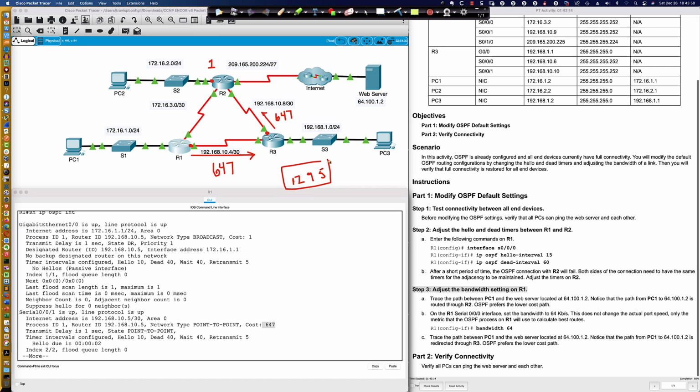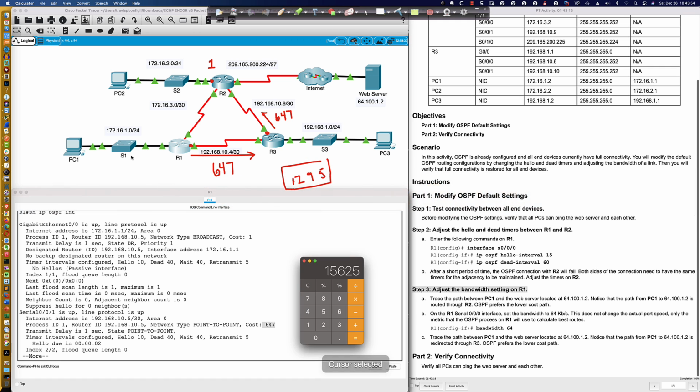So it should be 1295. In fact, I am terrible at math, which is why I like the calculator app. So 648 plus 647, 1295. So if I know that the cost out this interface is 647, the cost is going to be 648, and the cost going this way is 1295.